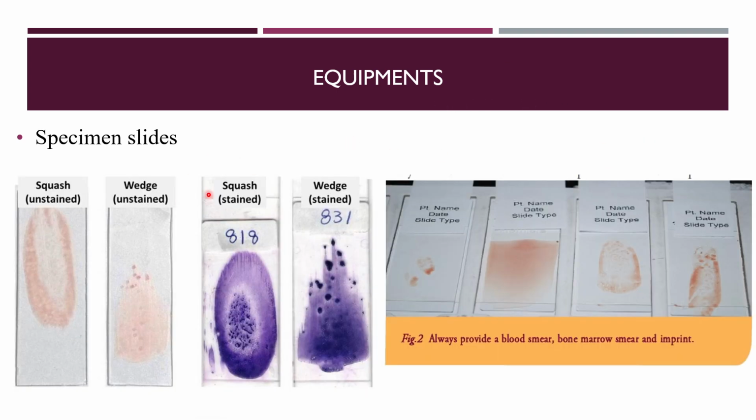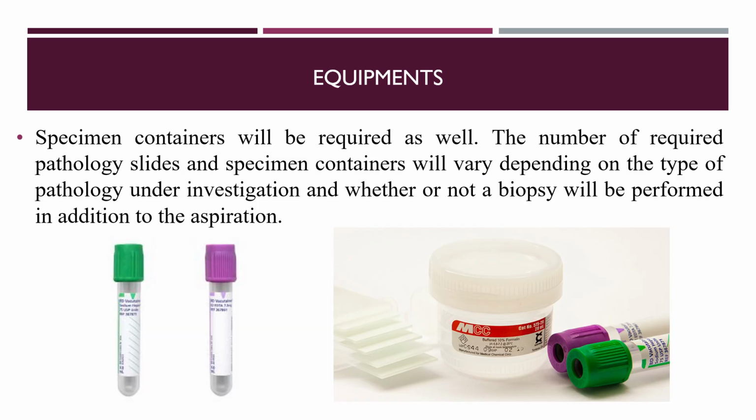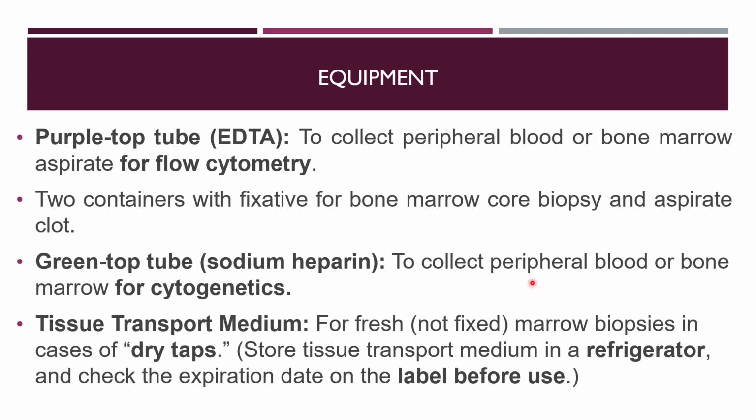The specimen slides are very important, and they should be labeled. The patient name, date, and slide type should be written here. There are various types of stains which can be made from these samples. Another thing required is the vacutainer for the cytological part. One can use heparinized anticoagulant and EDTA anticoagulant. Both are used, and a container is also used in some cases.